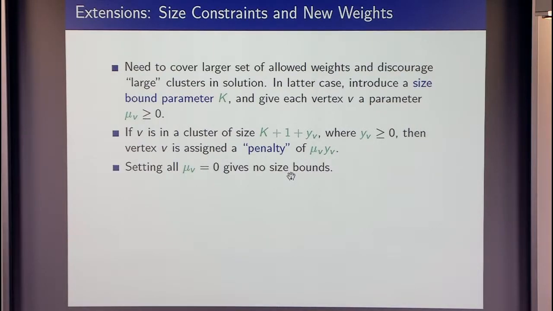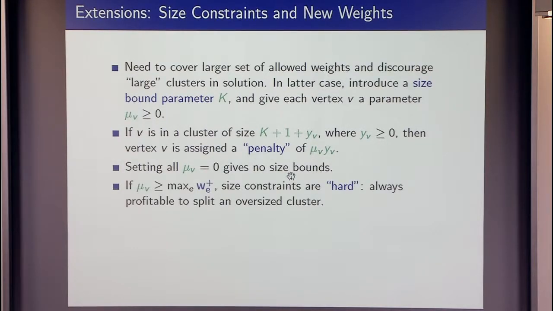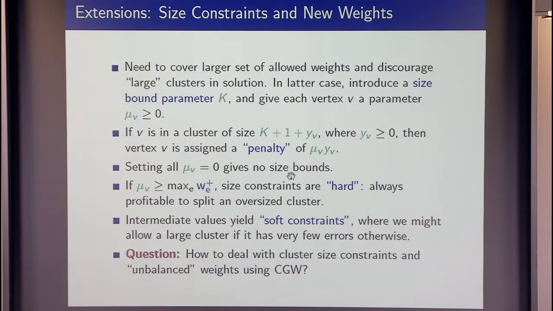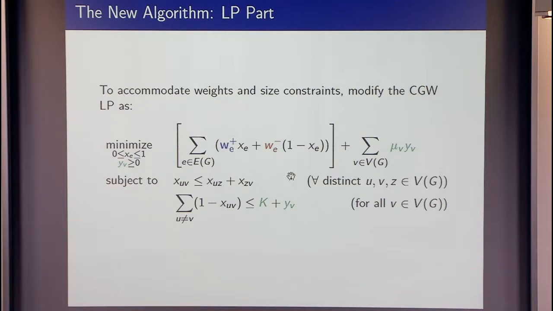If we set all these extra penalties to 0, we don't really deal with cluster size constraints. And if we set them to be large enough, larger than the maximum positive weight, we will always get very hard constraints. Basically, we will always encourage having clusters of size less than or equal to K. And this will allow us to handle soft constraints, basically allowing some clusters to be large if they have very few negative edges.